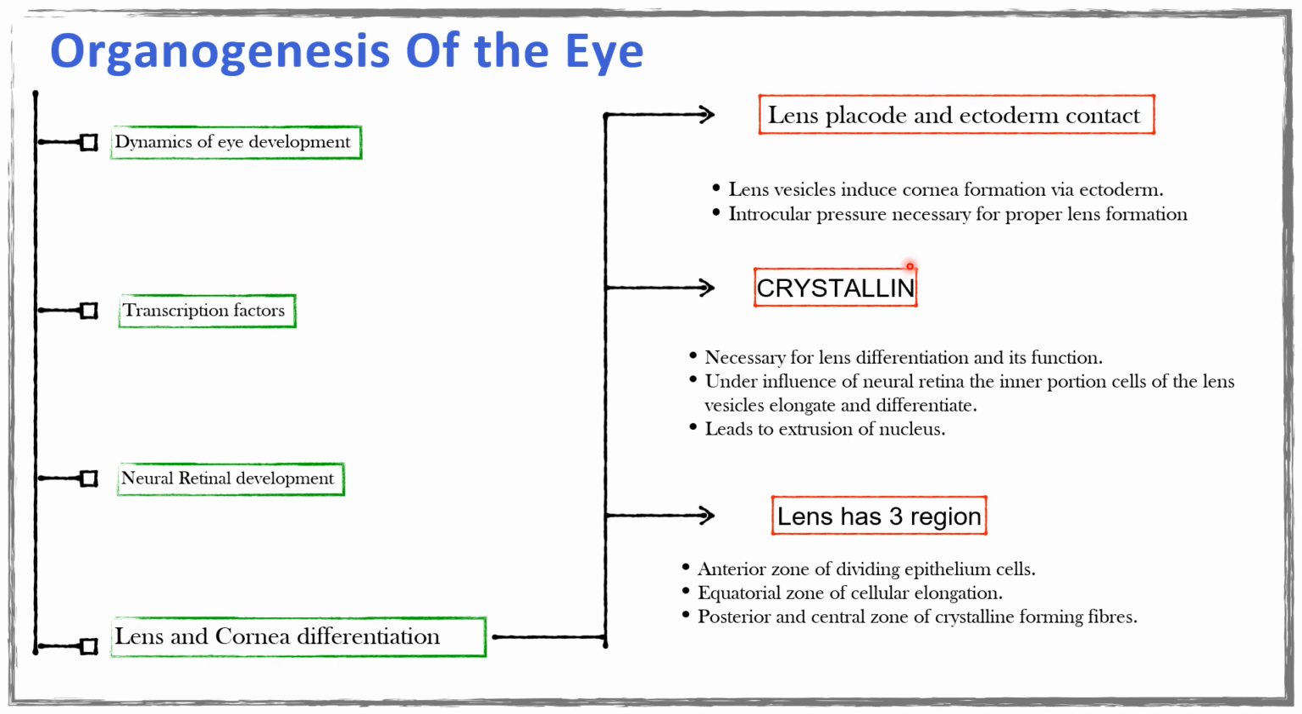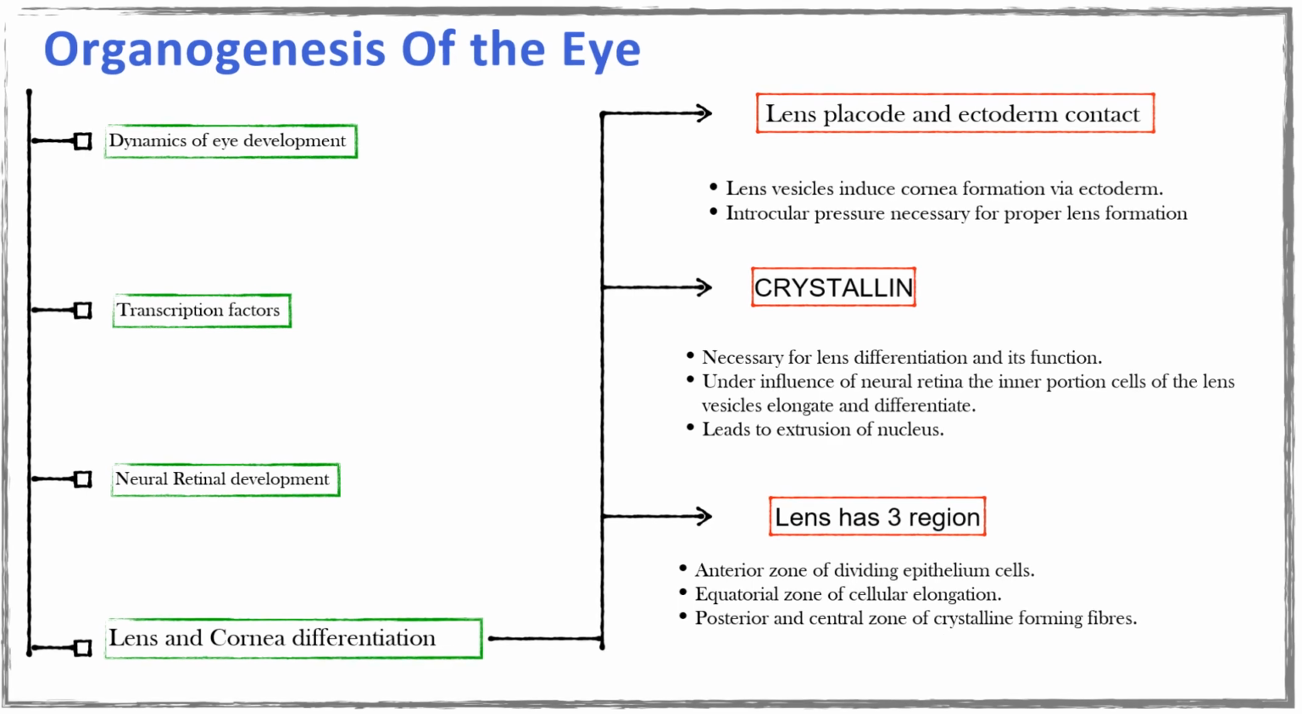Under the influence of the neural retina, the inner portion of the cell vesicles elongate and differentiate. So the lens has three regions: an anterior region of dividing epithelium cells, an equatorial zone of cellular elongation, and a posterior and central zone of crystallin-forming fibers. So let's take a look at what this actually is.